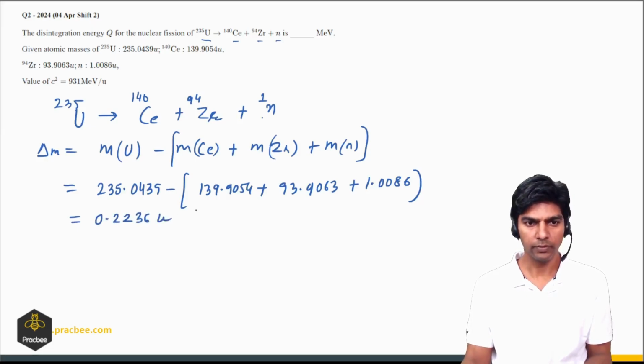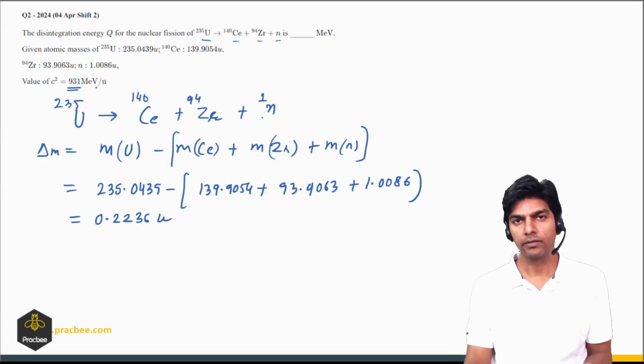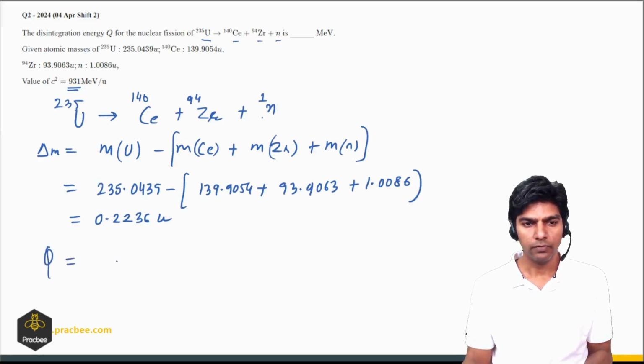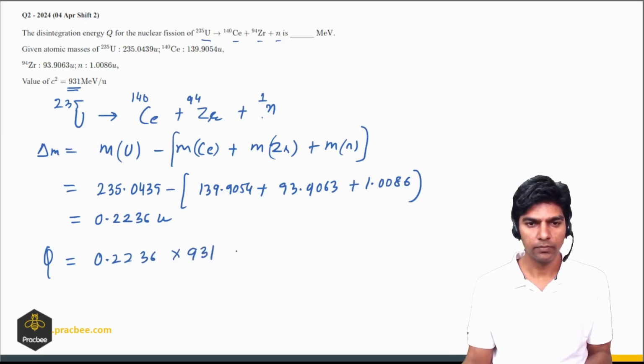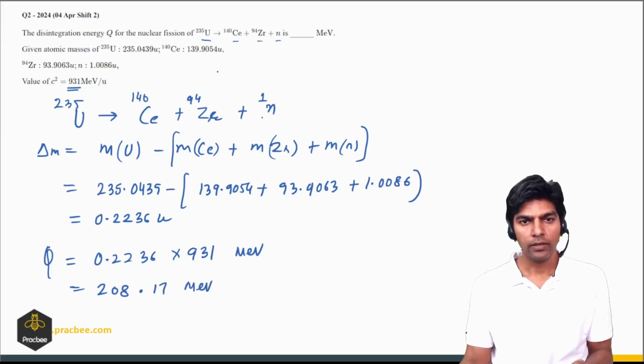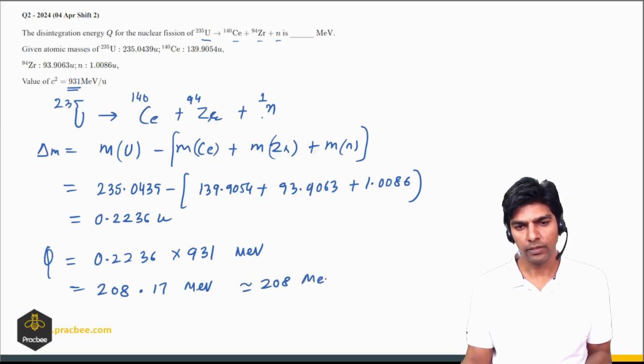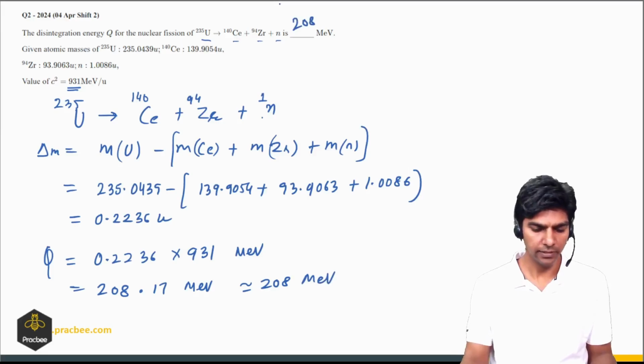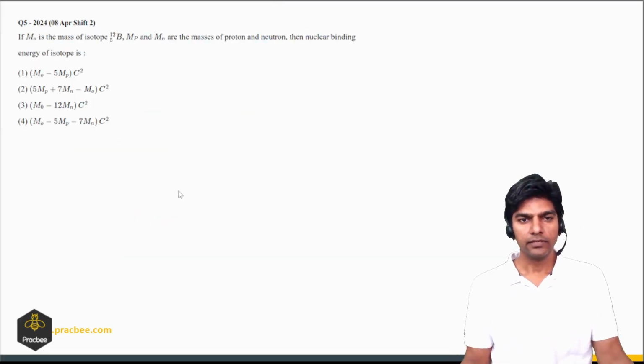0.2236 in atomic mass unit, and we have given one atomic mass unit will give us 931 mega electron volt of energy. So the Q value will be 0.2236 times 931. So that will be in mega electron volts. So it comes out to be 208.17 mega electron volt. And since it's an integer type question, so you can write this as 208 mega electron volt. So 208 is the answer of this question. Right, so let us see the next question.